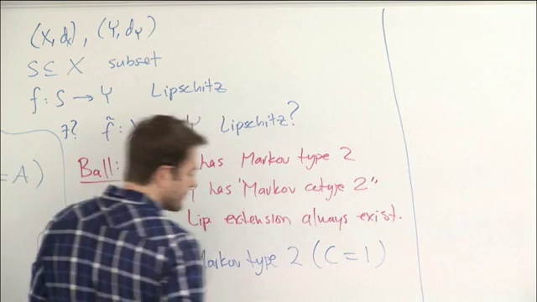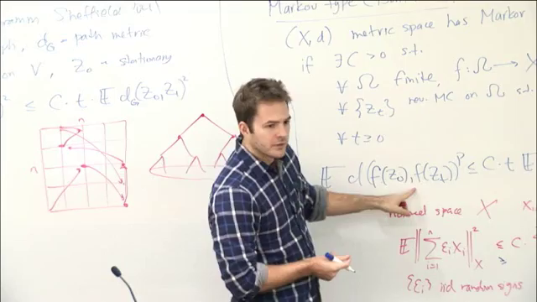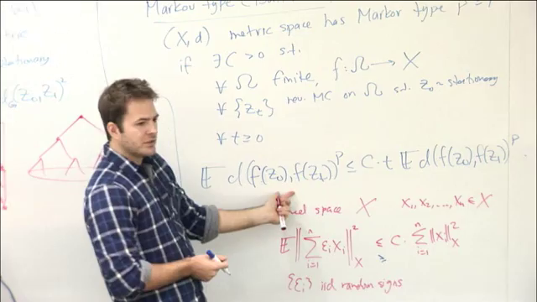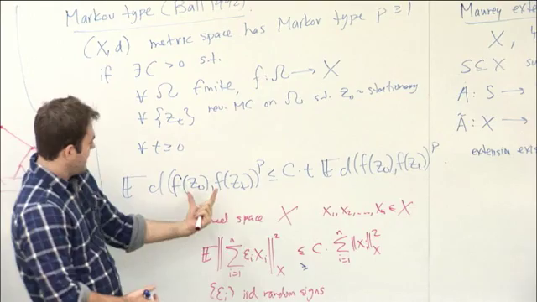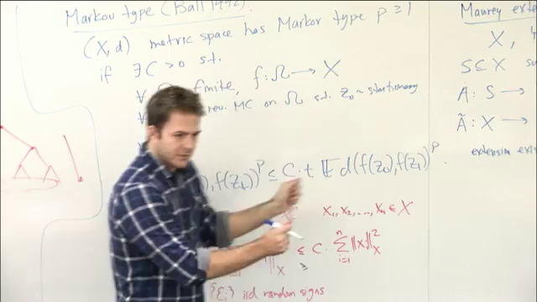I should mention, by the way, that Markov type 1 is trivial. If you take p equals 1, then this follows with constant 1 just by using the triangle inequality, linearity of expectation, and the fact that you're at stationarity, which means that every step of the walk is distributed the same as f(Z0), f(Z1). So p equals 1 is trivial, it just follows from the triangle inequality.